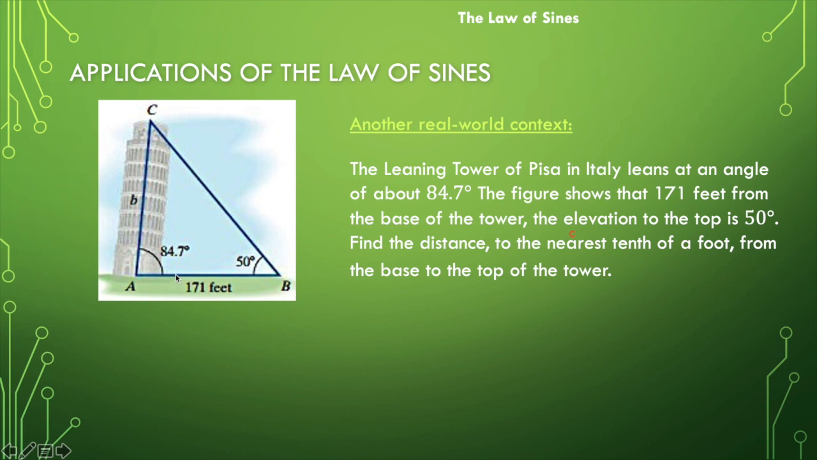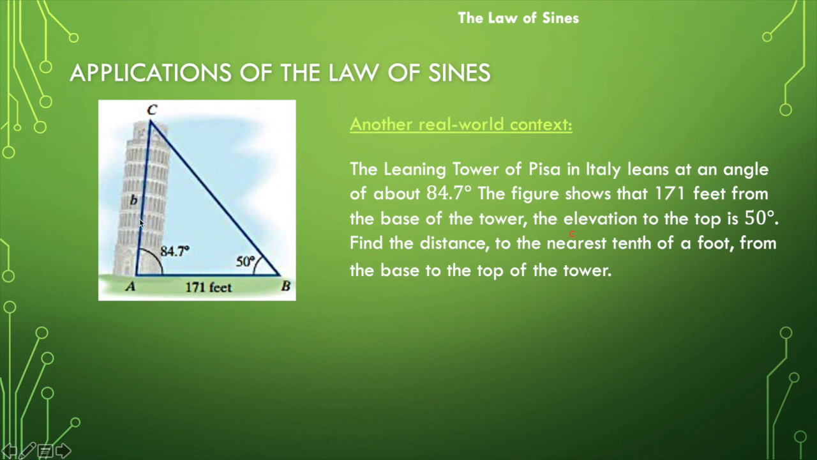The Leaning Tower of Pisa leans at an angle of about 84.7 degrees. The figure shows that 171 feet from the base of the tower, the angle of elevation to the top of the tower is 50 degrees. Find the distance to the nearest tenth of a foot from the base to the top of the tower. So we're going to go over here to the base of the tower to the top of the tower. So we're looking for this side length, which is side length B.